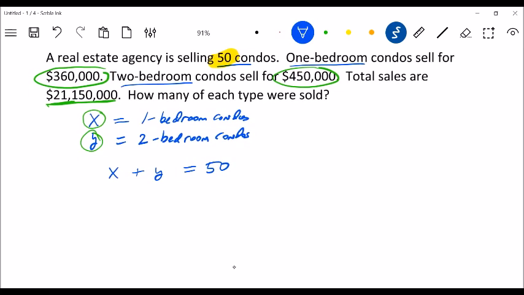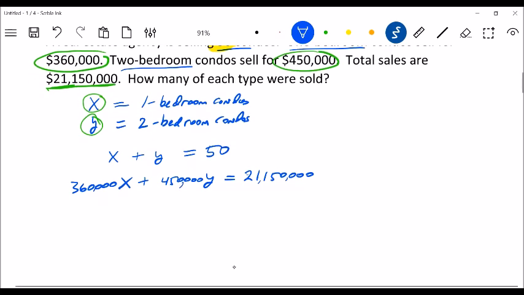So our second equation would be 360,000 times X plus 450,000 times Y. The amount of money from selling those condos and the amount of money from selling these other condos is going to equal 21,150,000. And I can put commas to make it more sensible for most of us. Well, here we are. We have our two equations.